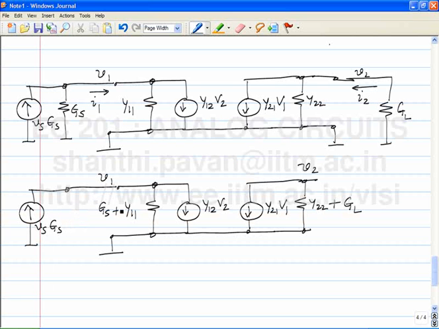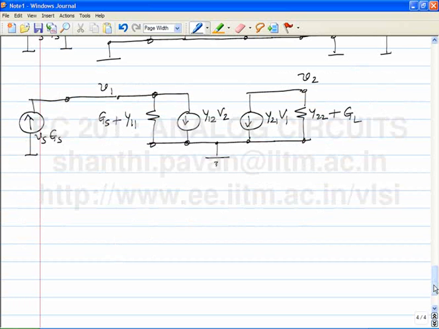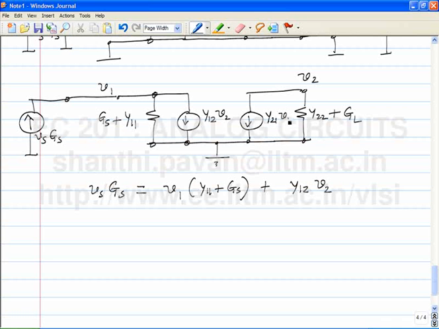Okay. So we are now in business, and to make things a little nice and symmetric. So Kirchhoff's laws at node V1 results in Vs times Gs, the current flowing into the node, must be V1 times Y11 plus Gs, plus Y12 times V2. And what is Kirchhoff's law at node 2 telling you?